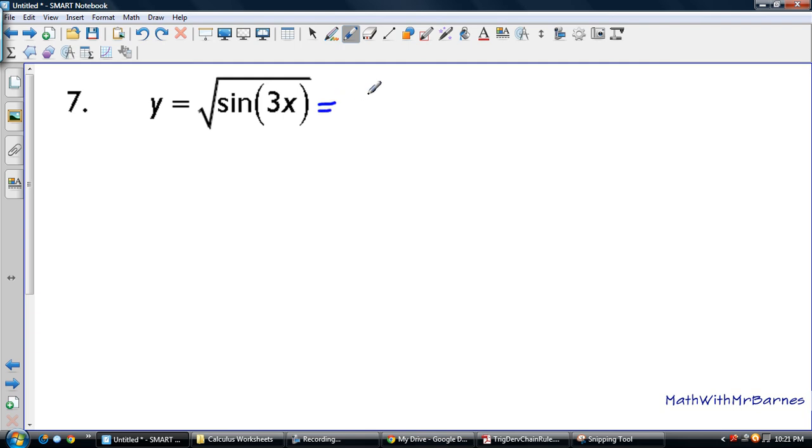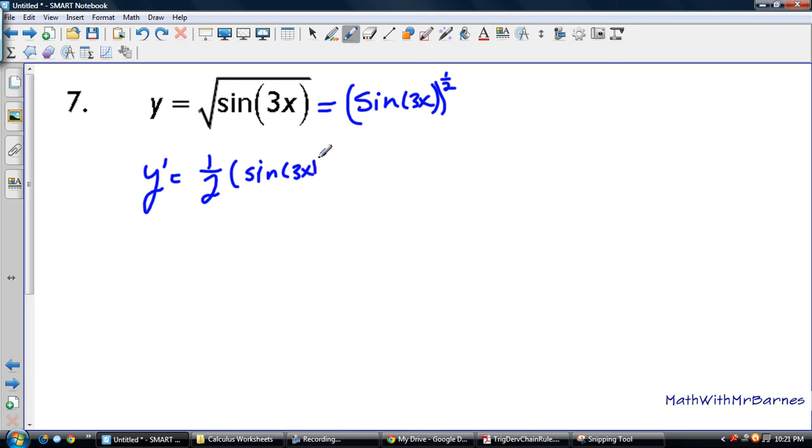So the first thing I do is rewrite this: sine of 3x all to the 1/2, just like that. I take the derivative of that radical first, so 1/2 comes in front, sine of 3x to the negative 1/2. I subtract off 1, and that is the power rule, times the derivative of the inside.